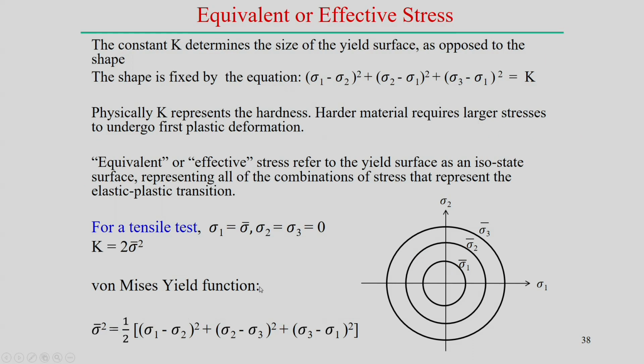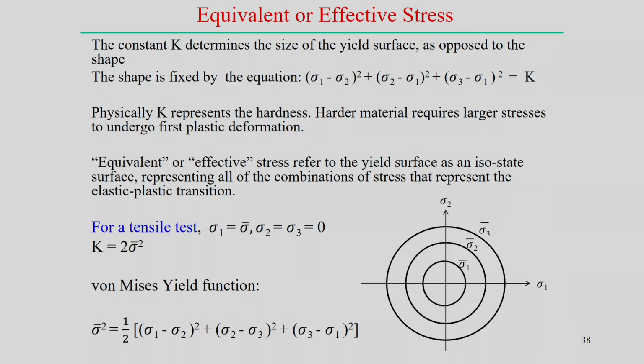Now, equivalent or effective stress. The constant K determines the size of the yield surface, definitely the size of the yield surface, and if we put the value of K from the different experimental values, that actually decides the yield surface size as opposed to the shape. The shape is decided by this functional form, but K actually defines the size of the yield surface. Now, K represents the hardness.